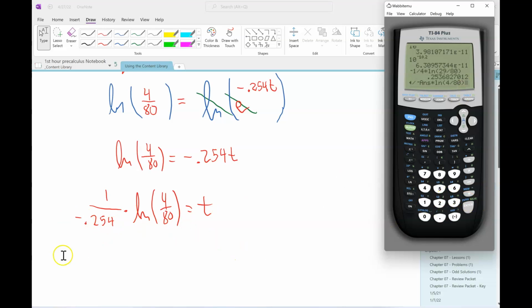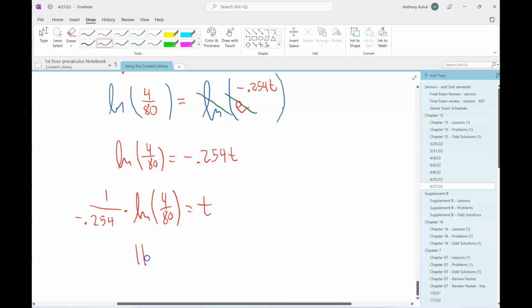If you tried to repeat this using just 0.5 or 0.254, you'd get a slightly different answer, a little less accurate, but not a big deal. But if your answer doesn't match exactly the one in the back of the book when you do a problem like this, it's likely because you rounded that k differently. All right, so we get about 11.81 minutes.